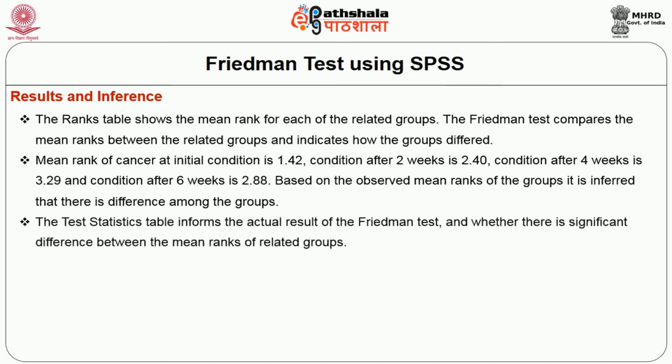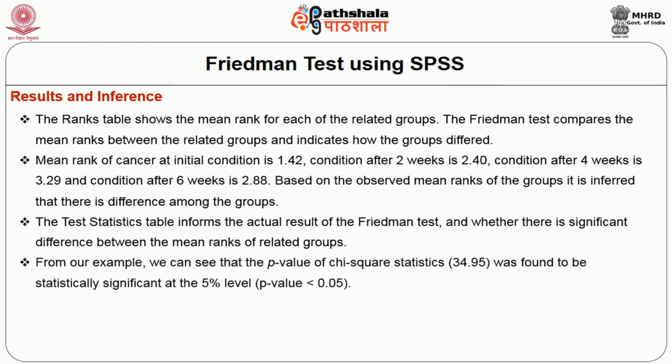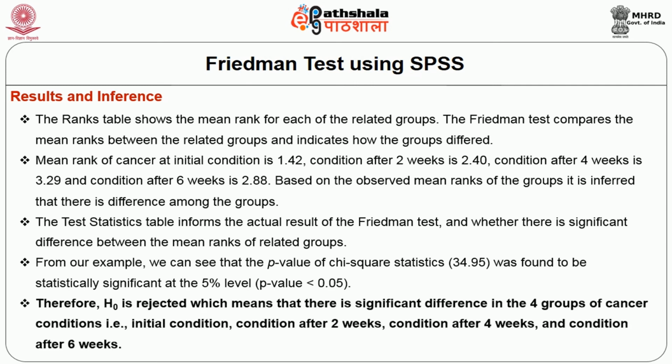The test statistics table informs the actual result of the Friedman test and whether there is significant difference between the mean rank of related groups. From our example, we can see that the p-value of chi-square statistics was found to be statistically significant at the 5% level. Therefore, H0 is rejected, which means that there is significant difference in the 4 groups of cancer condition, that is initial, condition after 2 weeks, after 4 weeks and after 6 weeks.